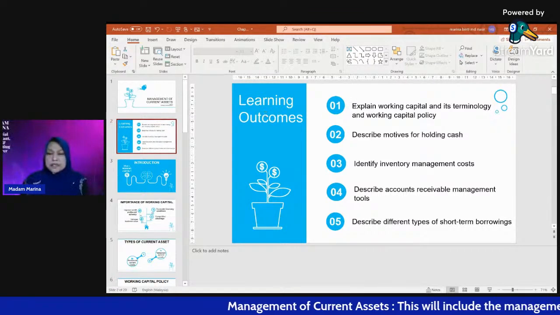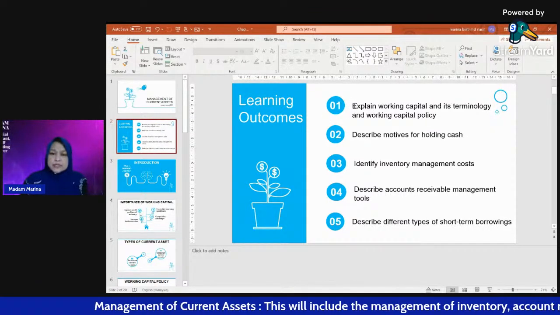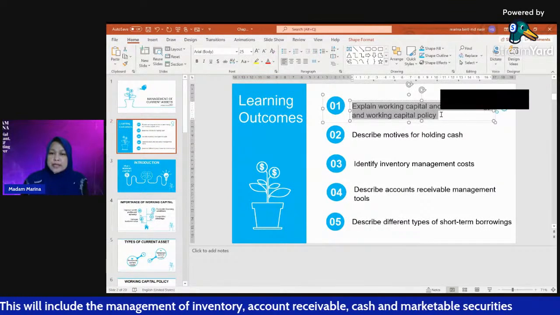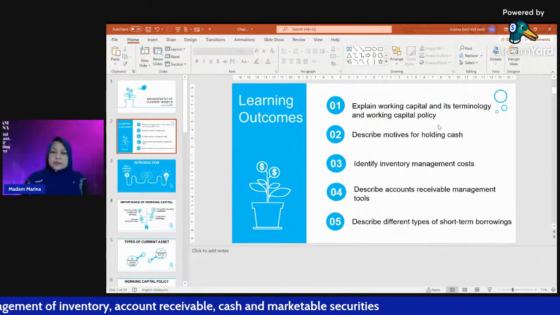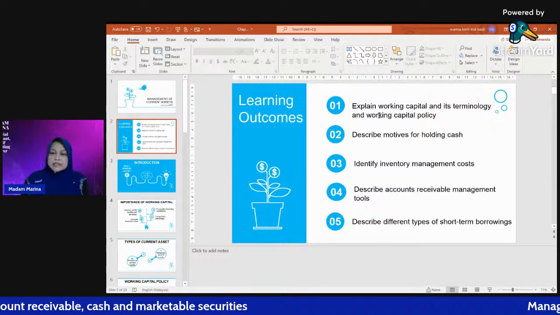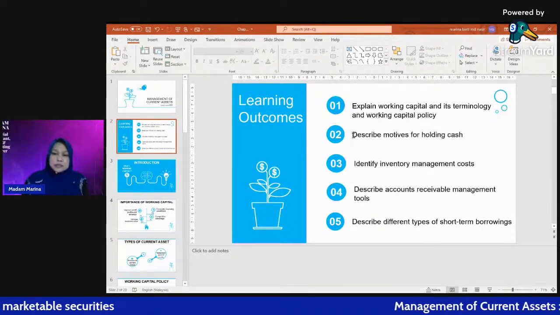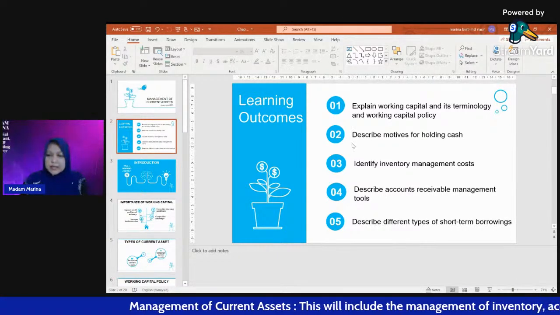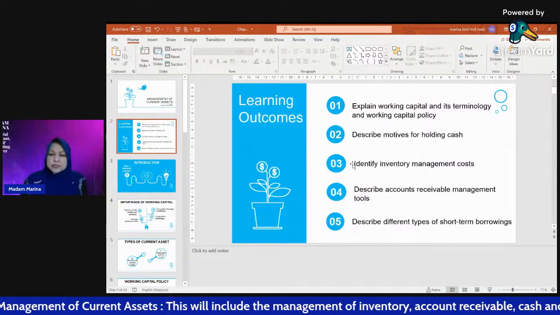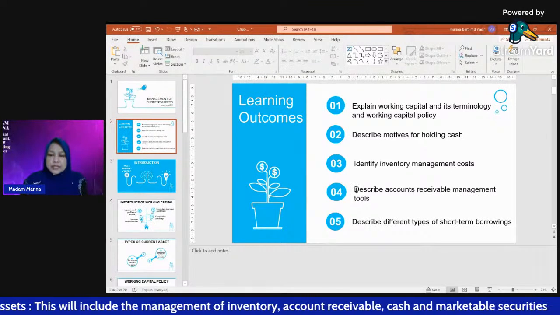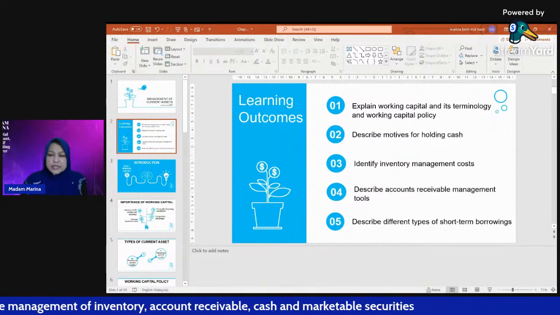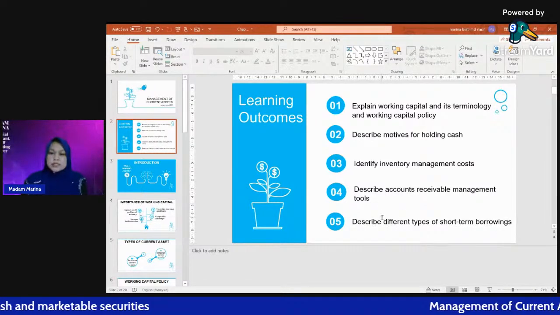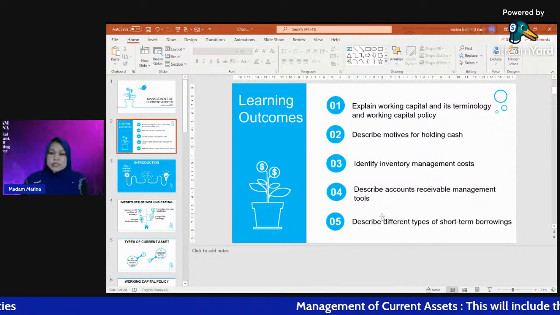The first one is, at the end of this lesson, all students should be able to explain working capital and its terminology, and also working capital policy. The second one, describe motive of holding cash. The third one is identify inventory management costs. The fourth one, describe the account receivable, and describe the account receivable management tools. And the last one, describe different types of short-term borrowings.